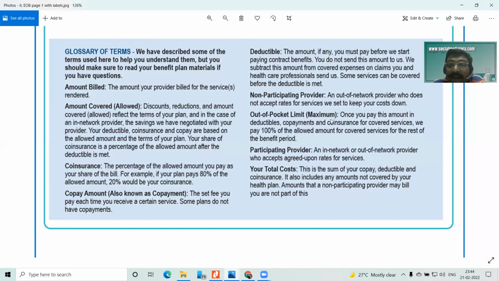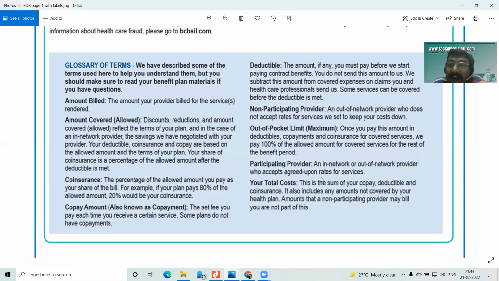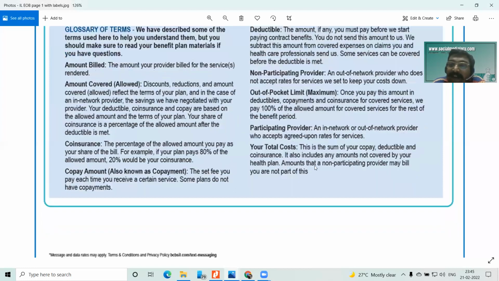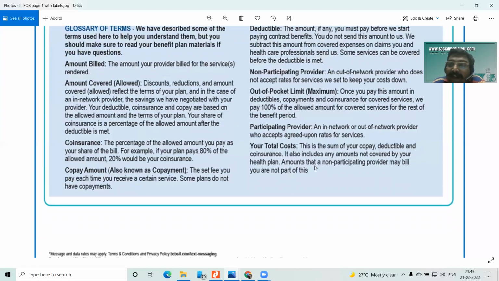Out of pocket limit maximum. This is where the deductibles plus co-pay plus co-insurance add up to the out of pocket maximum. After that, the insurance will pay 100% of the allowed amount for the covered services for the rest of the benefit period. This also has a cap called maximum benefit exhausted, based on the number of times you visit, the number of services you take, and the dollar value as well. If you exceed that, it won't be given.